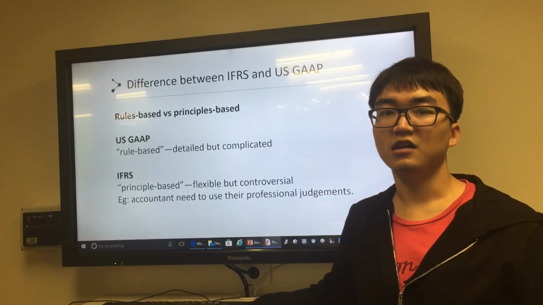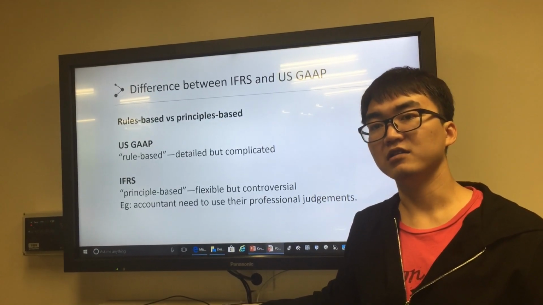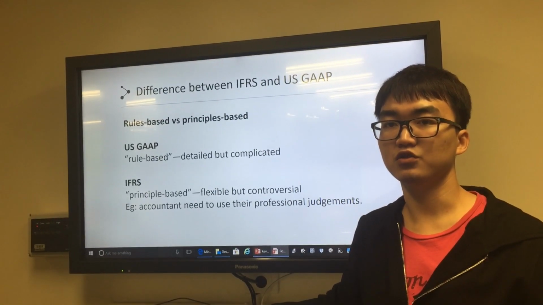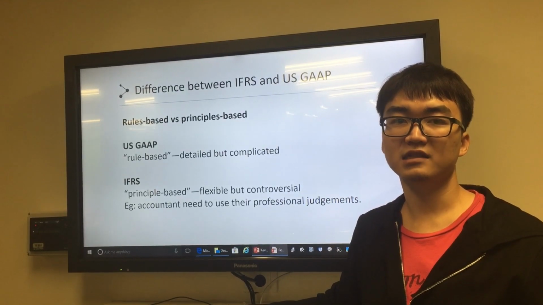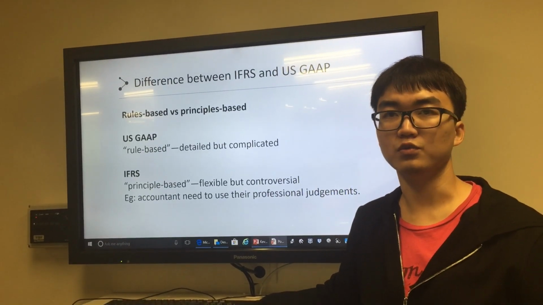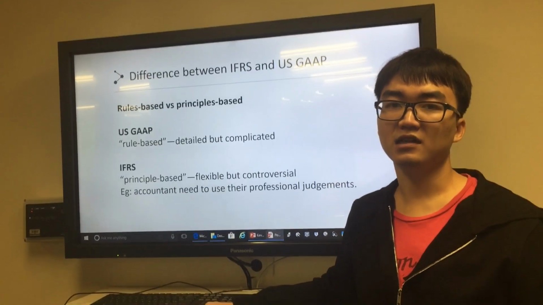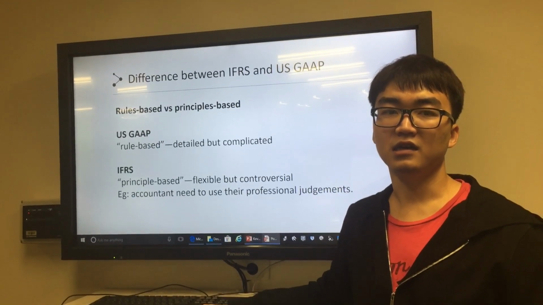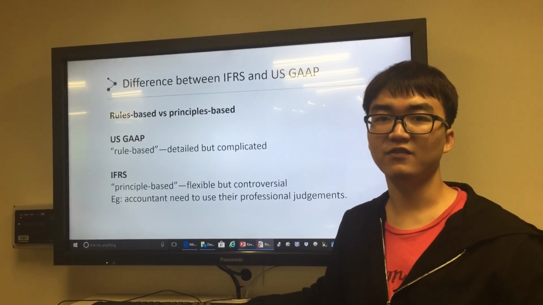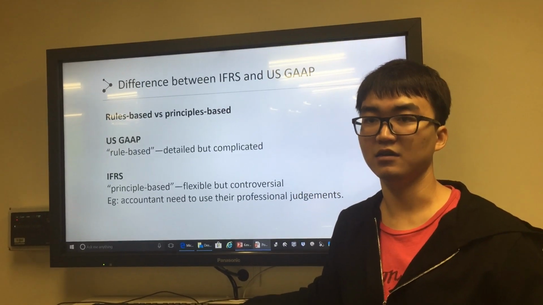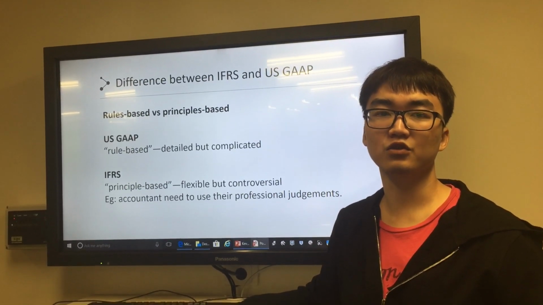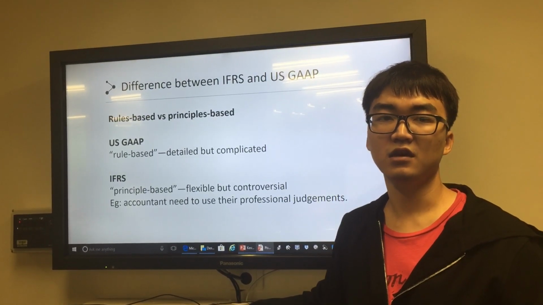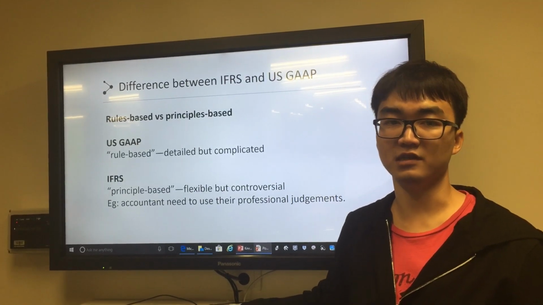US GAAP is considered a more rules-based system of accounting. Rules-based means US GAAP has a detailed and complex rule system. It also means this standard tells people how to do, but not why. Rules-based accounting sets standards in the form of detailed rules. It is therefore very specific but also very complicated, because many rules are needed to cover the numerous situations accountants face when preparing financial statements.